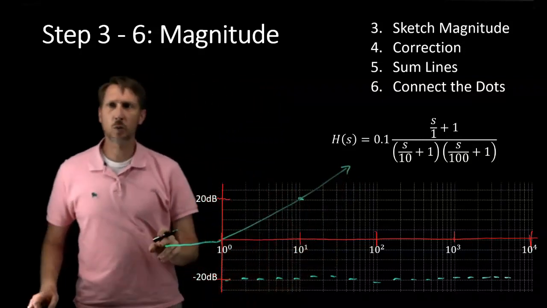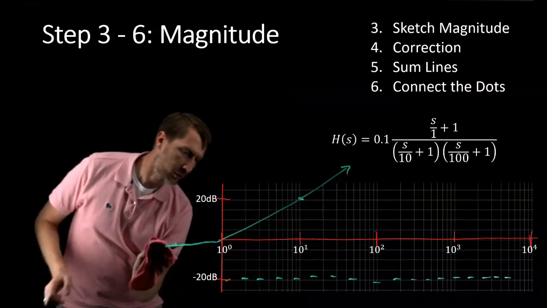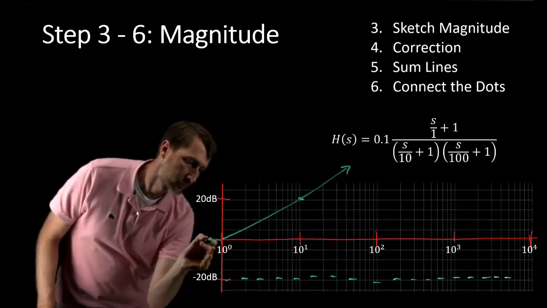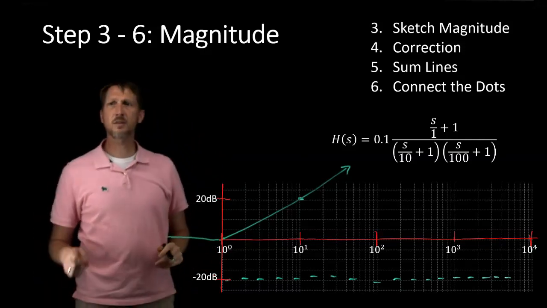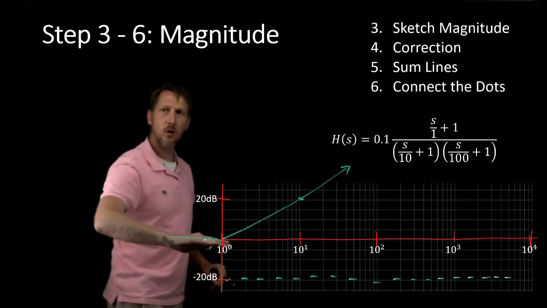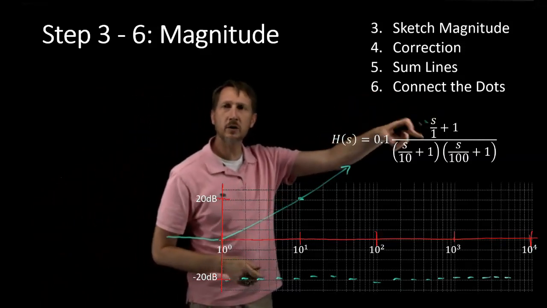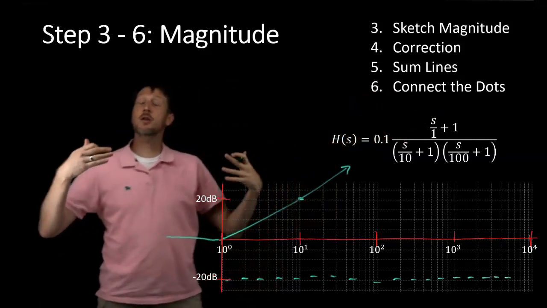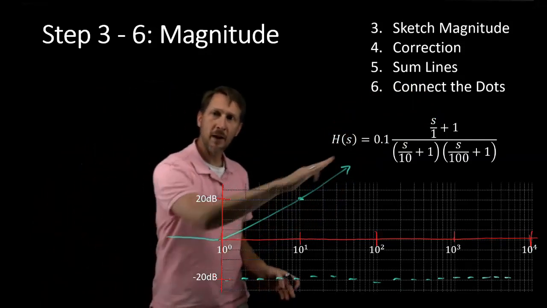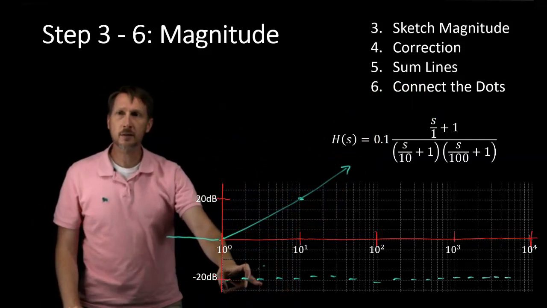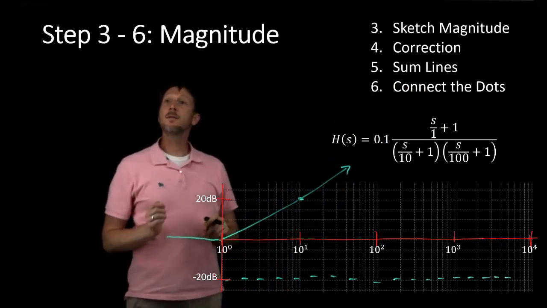So we can see we have these two different slopes. I'm going to try to make this a little straighter. We have these two slopes. We're coming in at 0. And then once the s divided by 1 term takes over and starts to dominate this term, we go up at 20 dBs per decade. So that is plotting the constant, and we're plotting the 0.